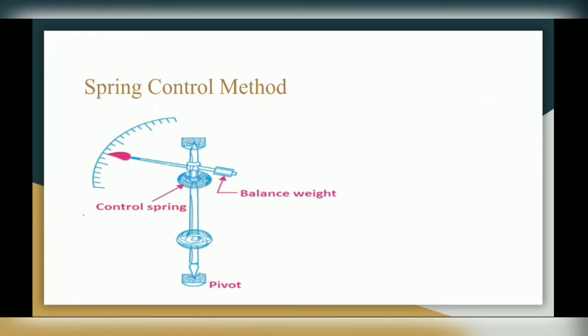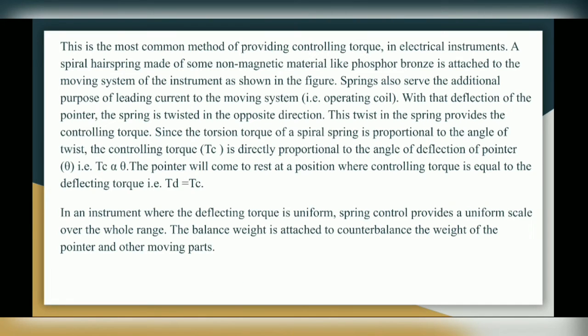First is spring control method. So in spring control method, there are springs for controlling purpose. One is connected on the upper end side and another spring is connected in lower end side of the instrument. And balance weight is used to balance the weight of the pointer. So this is the most common method of providing controlling torque in electrical instrument.